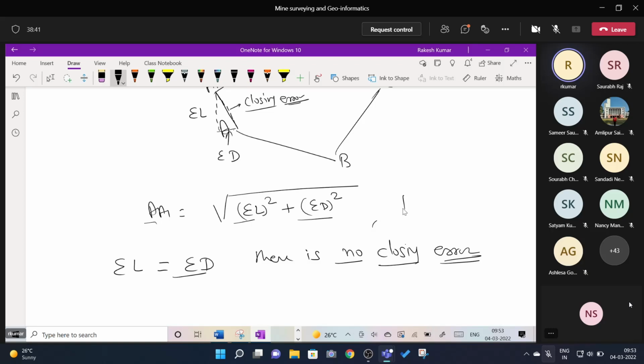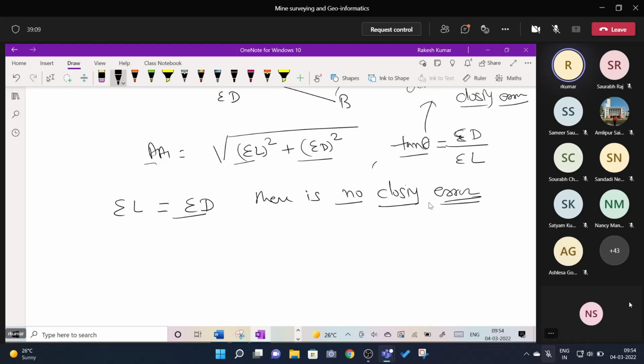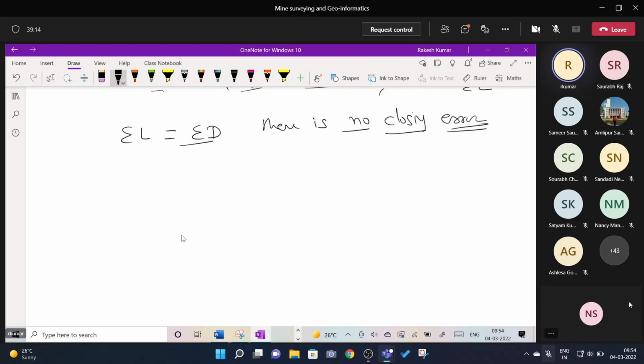Here also I can write tan theta, the summation of D to summation of L. What does theta indicate? The direction of closing error. So if it is equal, then there is no closing error. Now how to determine this L or D?